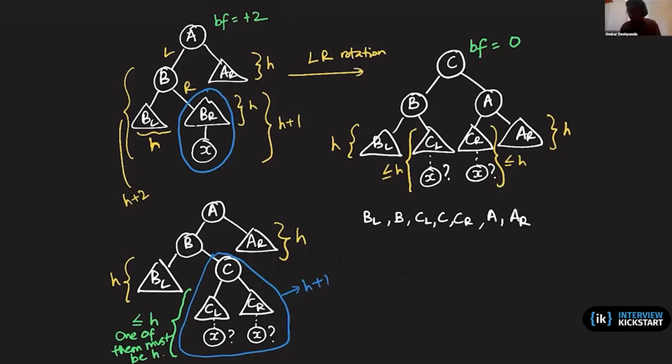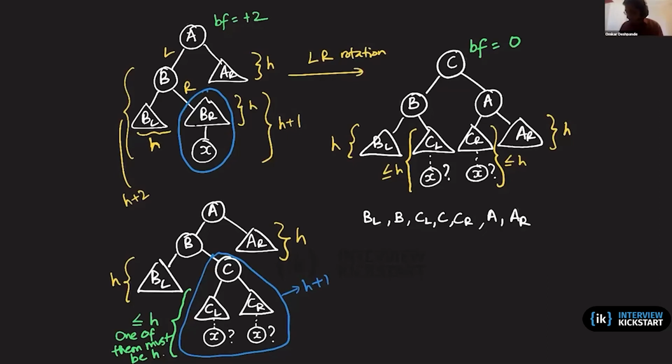By the way, these heights, when I say less than or equal to h, are either h or h-1. They can't be h-2, because if, let's say, one of the heights here was h-2, then the other height would be h, and there would have been a violation at C. So it's not possible, since we are assuming the first violation happened at A. So balance is achieved.